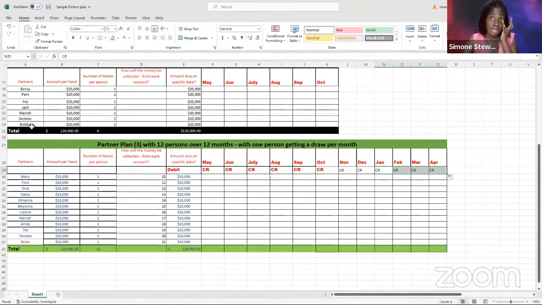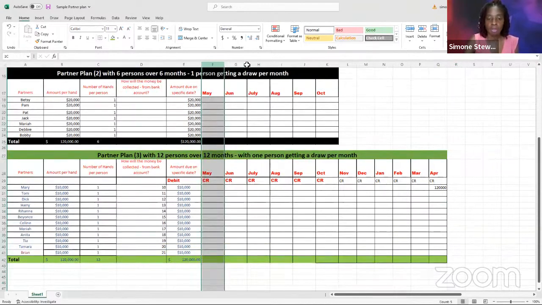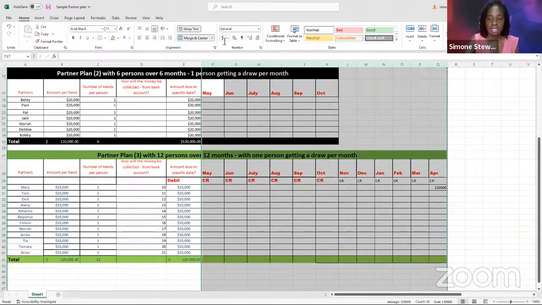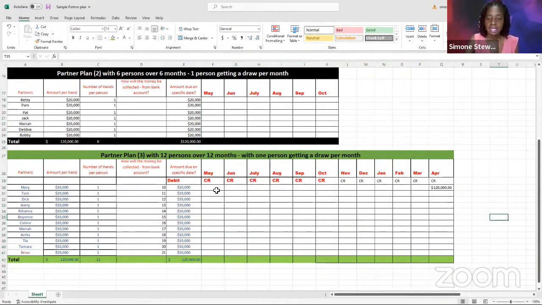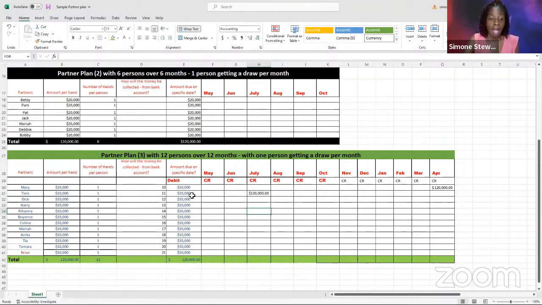So we say Mary said that she wants last draw, right? So in April, Mary is going to get $120,000. Let me just put all of these in the dollar sign, right? So Mary says she wants last draw, but Tom says he wants the third draw. In other words, he wants his in July, right?